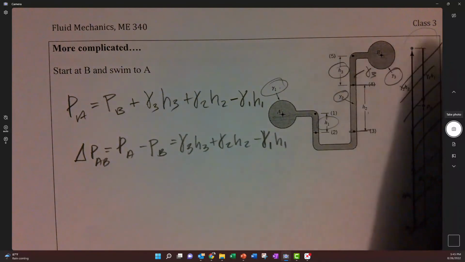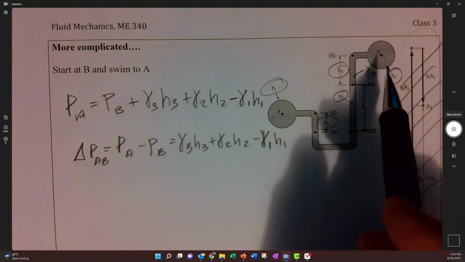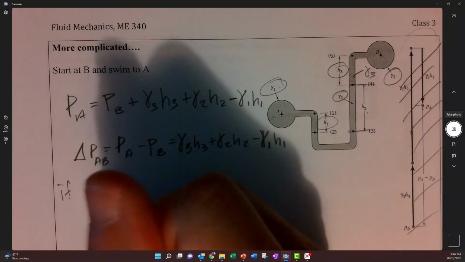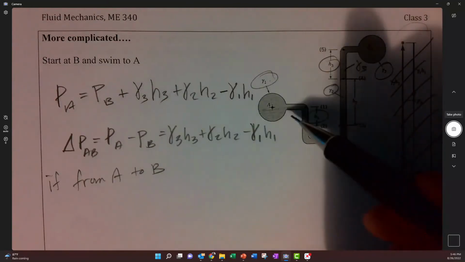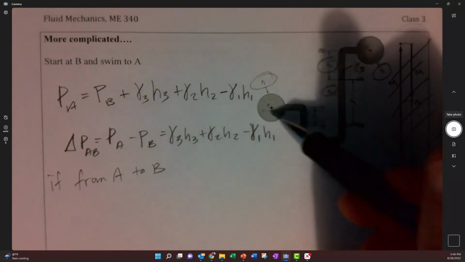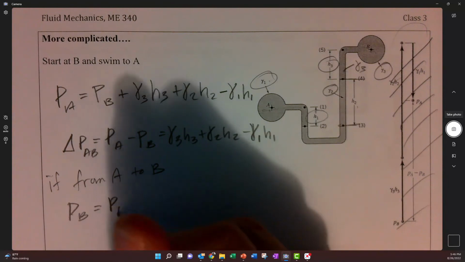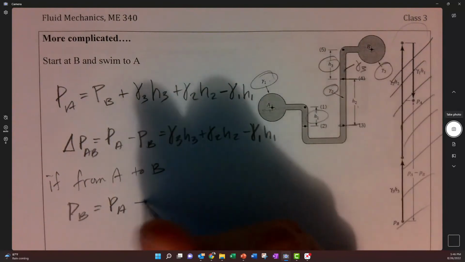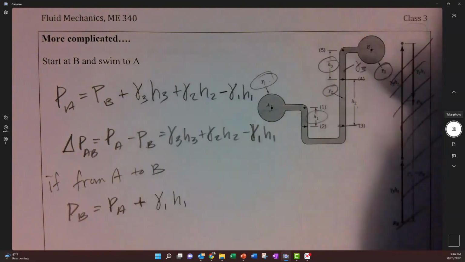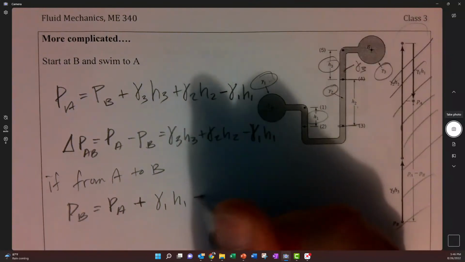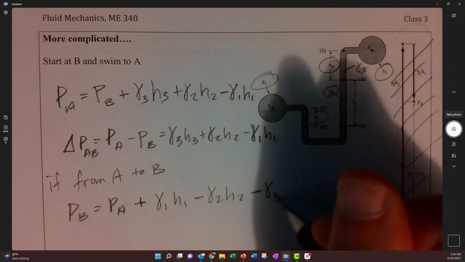Or we could do the other thing right here, and we could have gone the other direction, right? If we want to go from A to B, we would say starting at A, because we want B, find B by starting with A. Then we're going to swim down, plus because we're going down, so gamma 1, H1, and then we swim upwards, so we have minus gamma 2, H2, and then swim upwards and go minus gamma 3, H3.